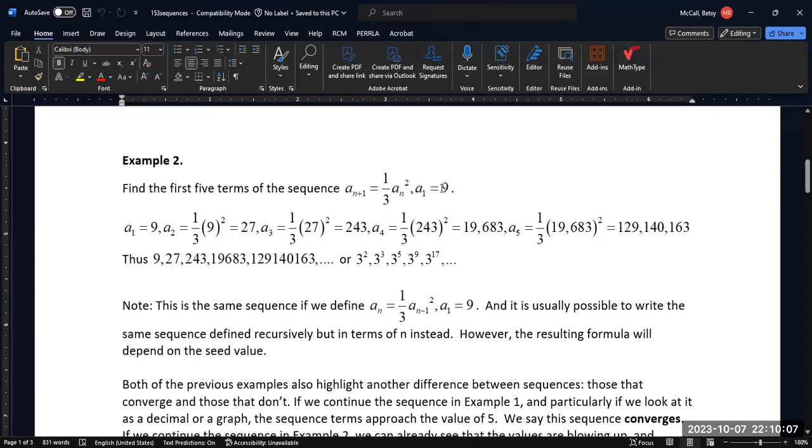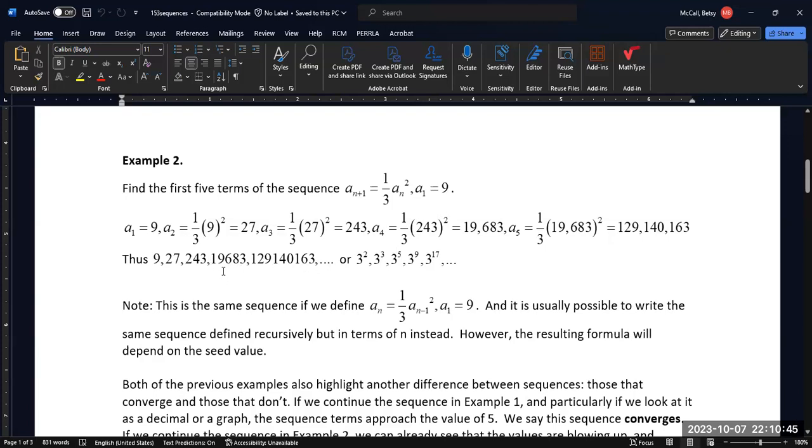And so the first value is 9. So a_1 is 9, that's given to us. Then the second one we calculate by replacing a_n with the previous value we found. So 9 squared divided by 3: 9 squared is 81, divided by 3 is 27. Then 27 is now what goes into our formula for a_n in order to get a_3. 27 squared divided by 3, we end up with 243. And then we continue in this procedure. 243 goes into this, it gets squared, divided by 3. You have a very large number.